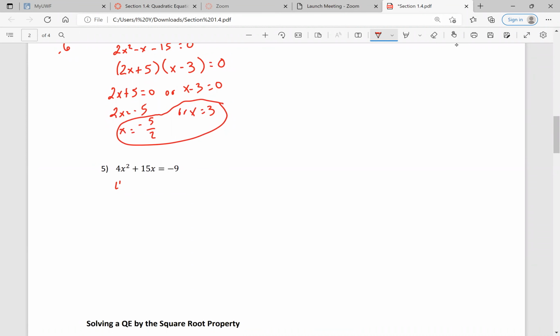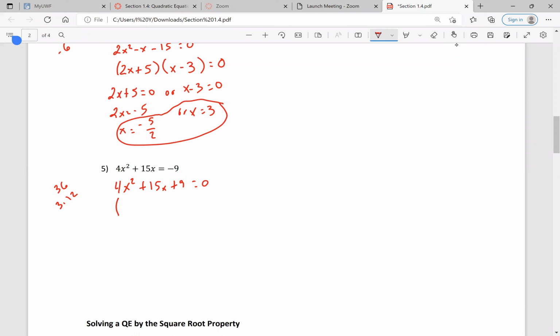So let's rewrite our problem here. 4x squared plus 15x plus 9 equals 0. So I have 36, and I want factors that add up to be 15. What is that? 3 and 12? And they're both going to be positive.